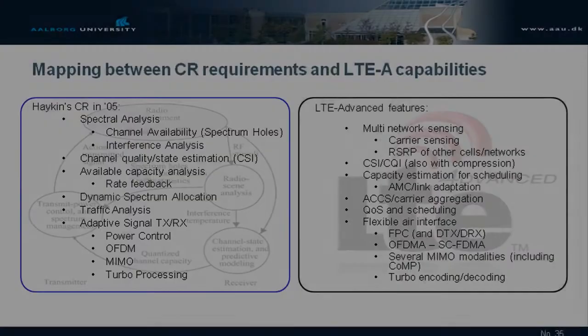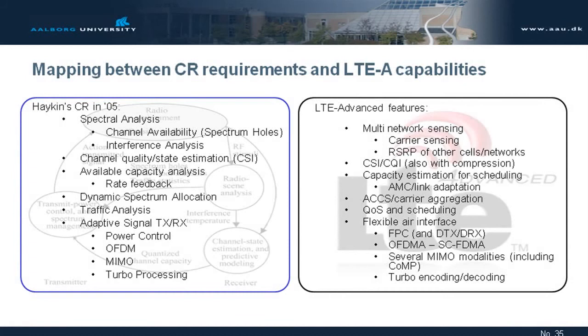Traffic analysis, we have QoS and scheduling, without mentioning everything which is in the core network. Adaptive signal transmission and reception. Power control. We have fractional power control, for example. And we have DTX and DRX, which are the features that control the activity pattern in the device, in order to have energy efficiency and go to sleep when not needed. OFDMA, and single carrier FDMA in uplink. We are talking about MIMO, several MIMO modalities, including coordinated multipoint transmission, meaning that I can do MIMO from different cells, or turbo processing, turbo encoding and turbo decoding.